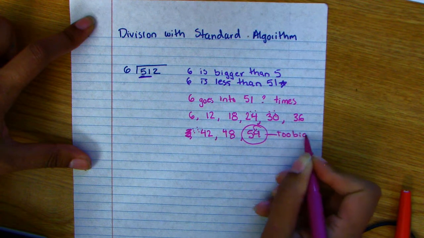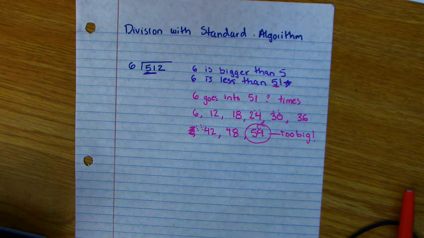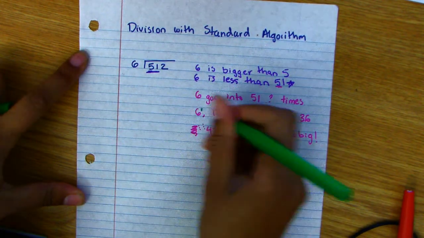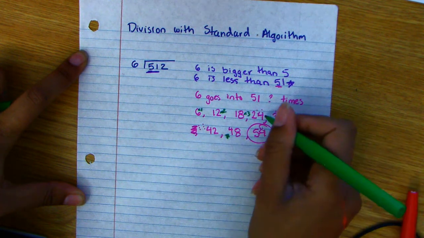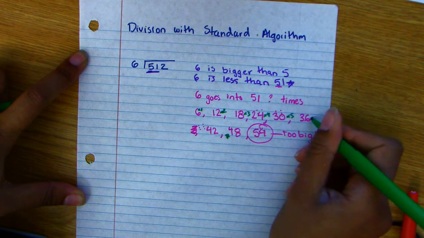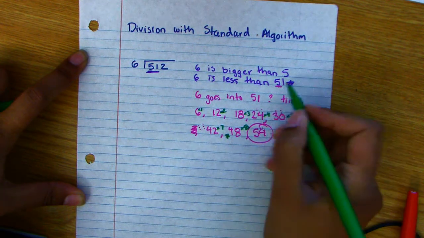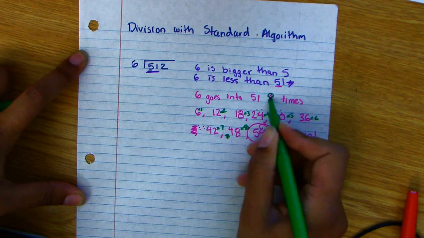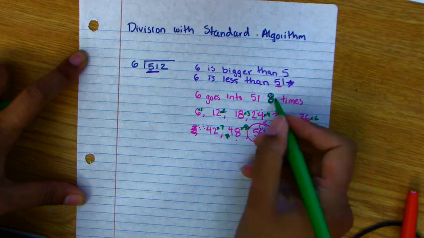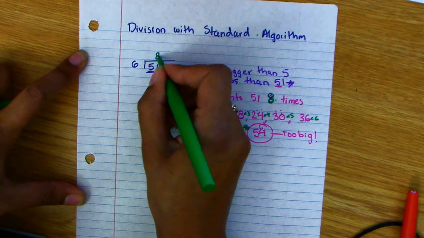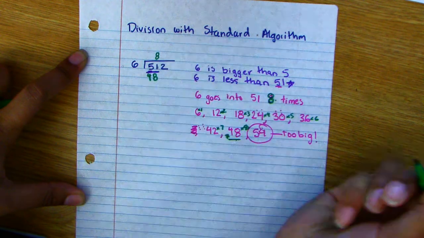But eventually you're going to be looking and you're going to be seeing that 51 is smaller than 54. So 54 is too big. You're going to go to the number less than, which would be 48. Now I'm writing 1, 2, 3, 4, 5, 6, 7, 8. I know that 6 goes into 51 8 times, right? So that 8 is going to go on the top, but it's going to go above the 1. So make sure you're putting that above the 1. The 48 is going to go below the 51.